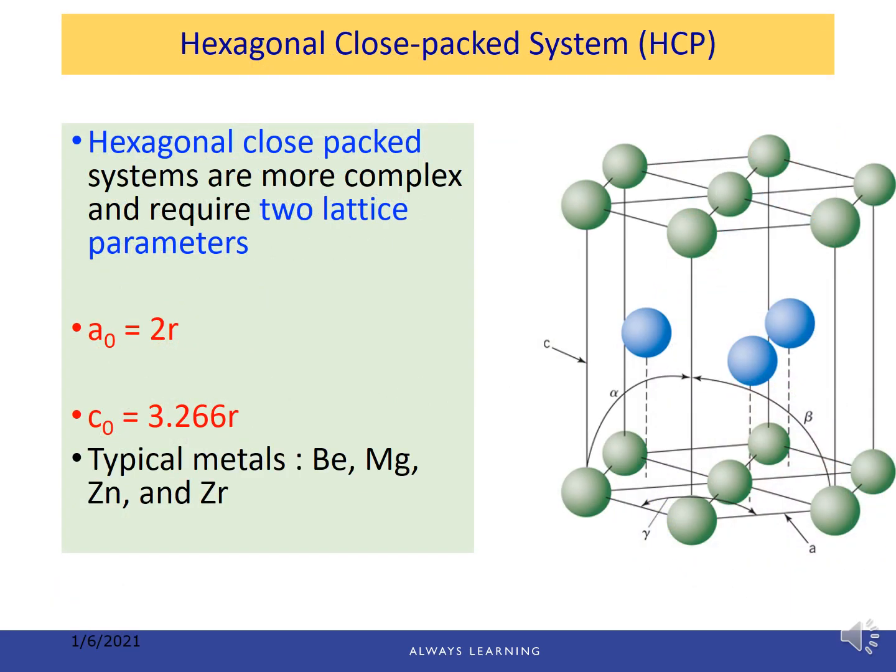In addition to the FCC and BCC structures, the HCP, which is the hexagonal close packed structure, is also a very common crystal structure in metals. This structure is more complex compared to the simple cubic structures. It requires 2 lattice parameters, A0 and C, but we're not going to focus on those parameters for the HCP structure. You just need to know that many metals do have this hexagonal close packed structure, HCP.